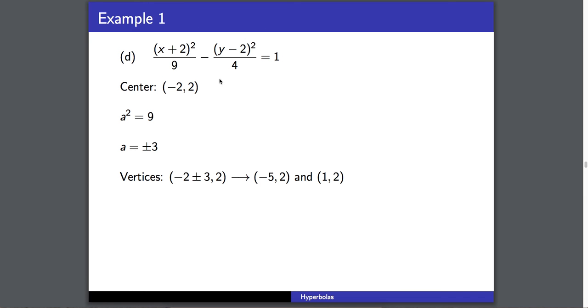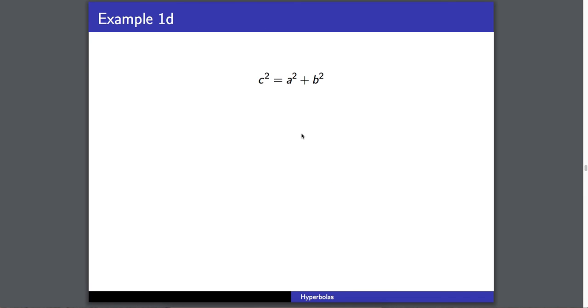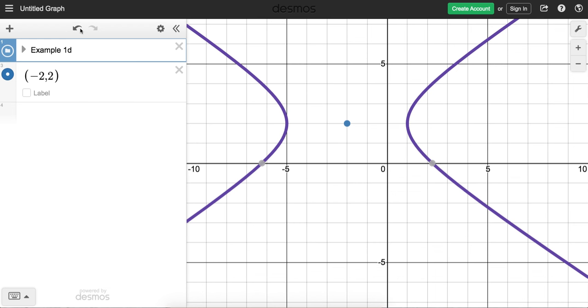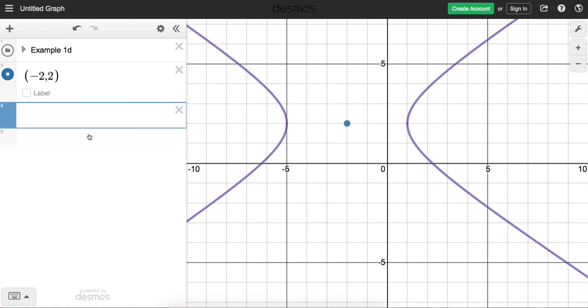We have a squared is 9, b squared is 4, so add the two together, you get 13. So c squared equals 13. So c is plus or minus the square root of 13. So we're going to add and subtract the square root of 13 to the x-coordinate of our center. And we get (-2 ± √13, 2). I'll go to the left this time for that. It really doesn't matter.